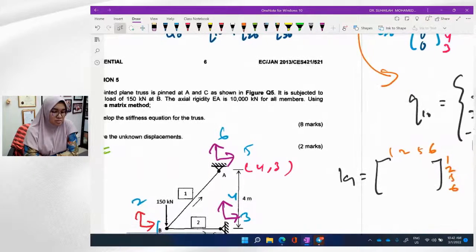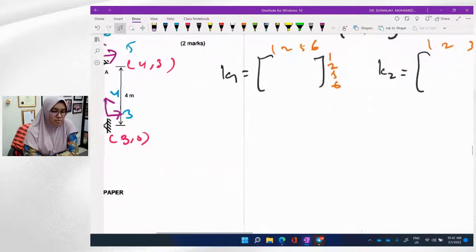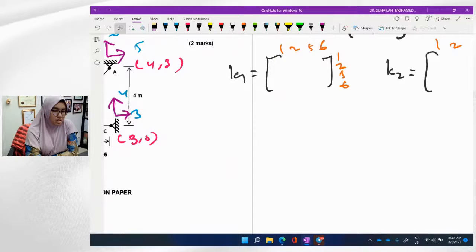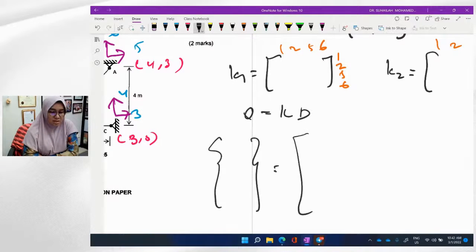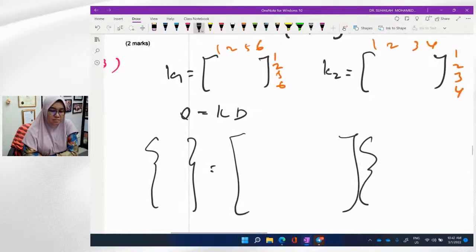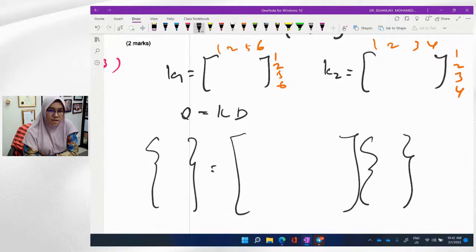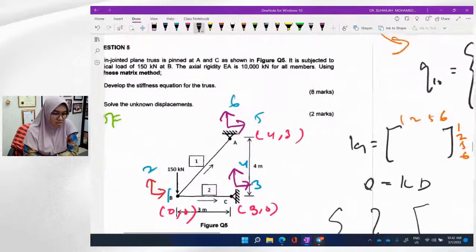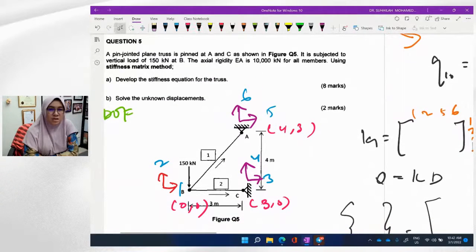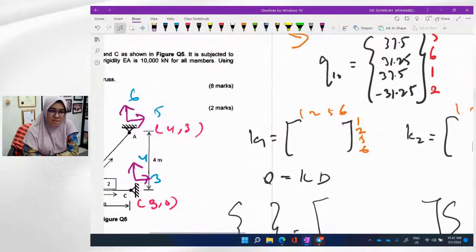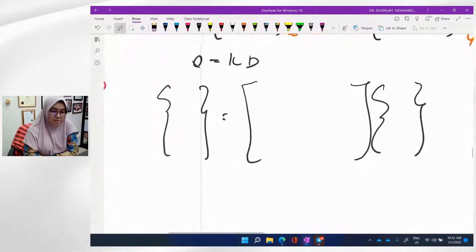Okay, stiffness equation. So we have Q is equal to KD. It is 6 is equal to KD. Displacement. No settlement. Is there any settlement given? Okay, no settlement, no temperature changes, no fabrication error.